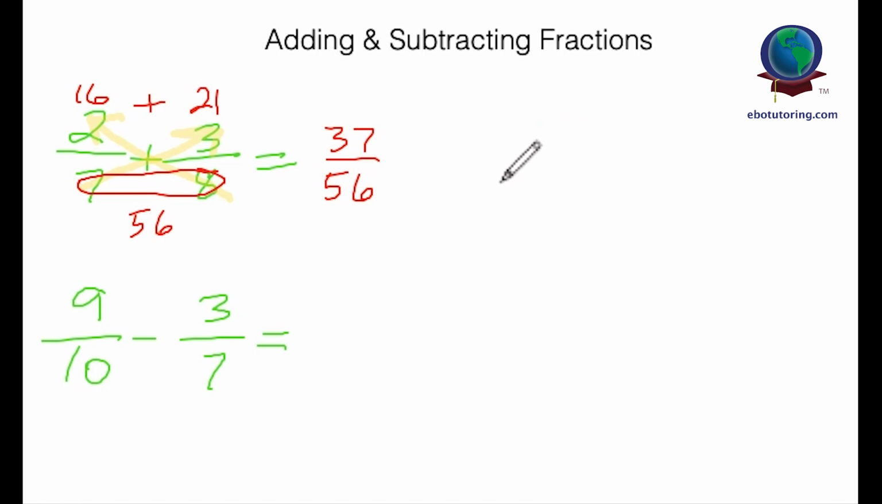And as we know, 37 is prime. You cannot reduce that. Anytime the top number of a fraction or the bottom number is a prime number, it cannot be reduced. That's the simplest form that that fraction can possibly be in.